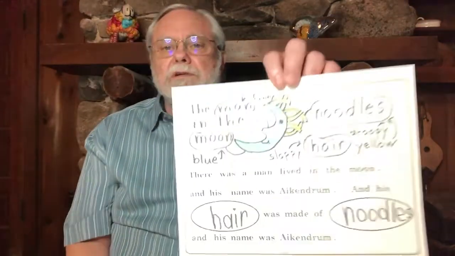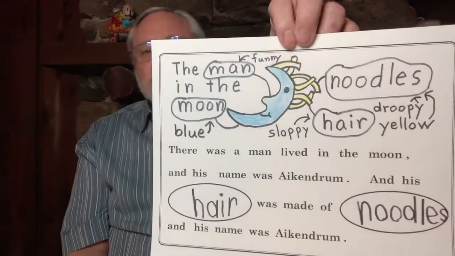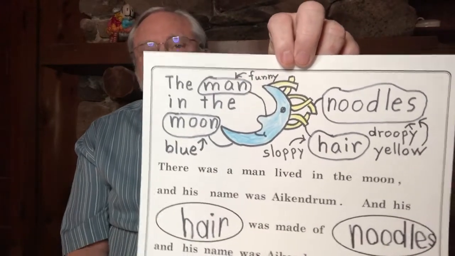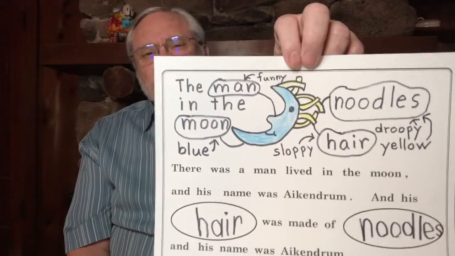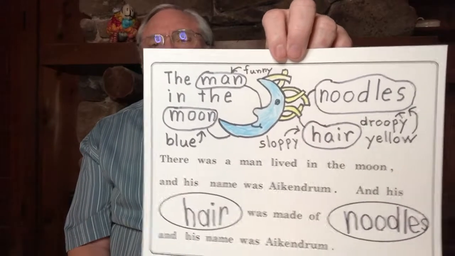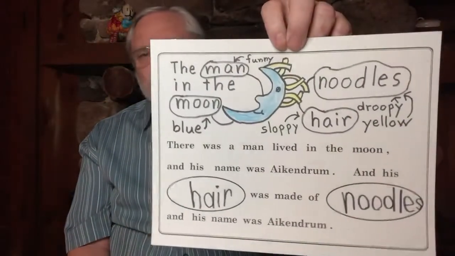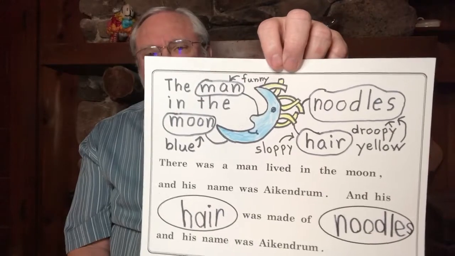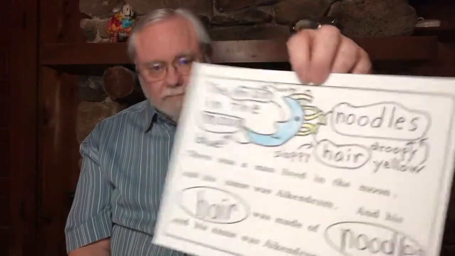We rewrote Aiken Drum. So our verse for Aiken Drum sang like this. There was a man lived in the moon, in the moon, in the moon. There was a man lived in the moon, and his name was Aiken Drum. And his hair was made of noodles, noodles, noodles. And his hair was made of noodles, and his name was Aiken Drum.